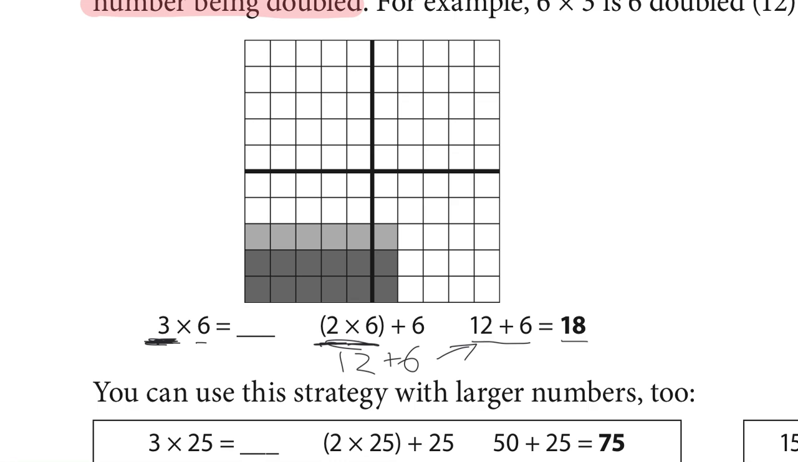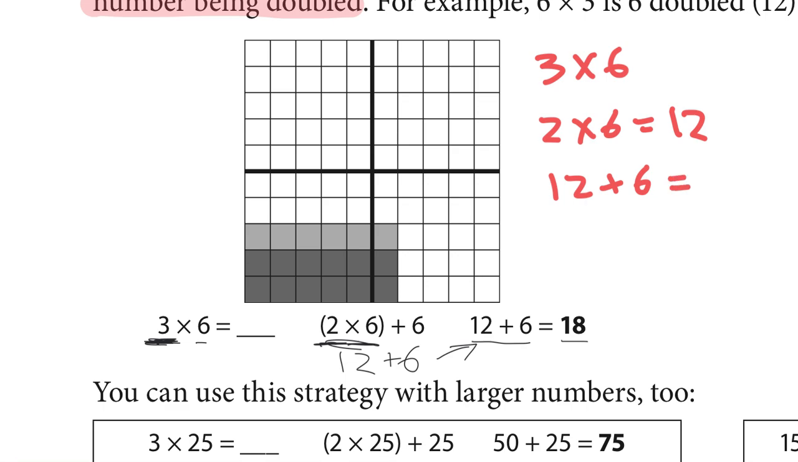Okay, so maybe I'll write this just a little bit bigger off on the side just so that you can follow along with me. I'm going to take 3 times 6. Well, let's just double the 6 and take 2 times 6. We know that's 12. Let's take that 12 and add one more 6, and then we would have our answer 18.